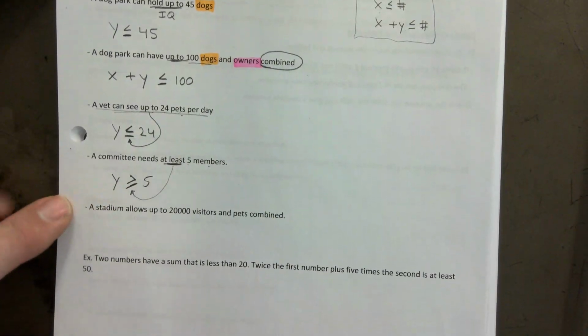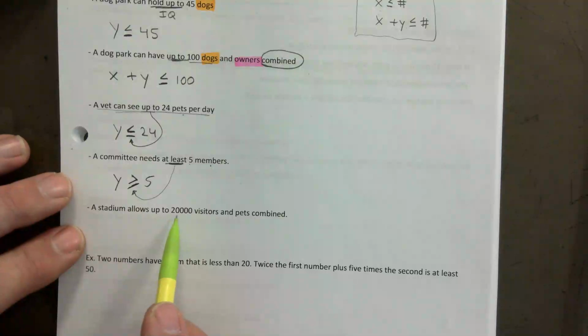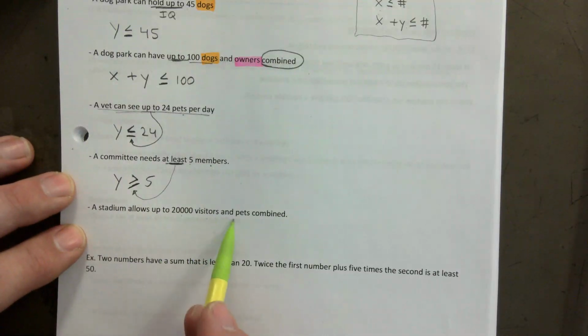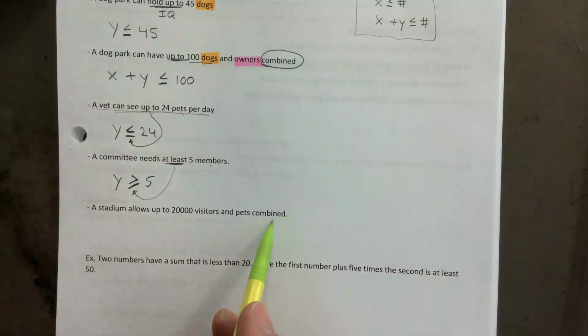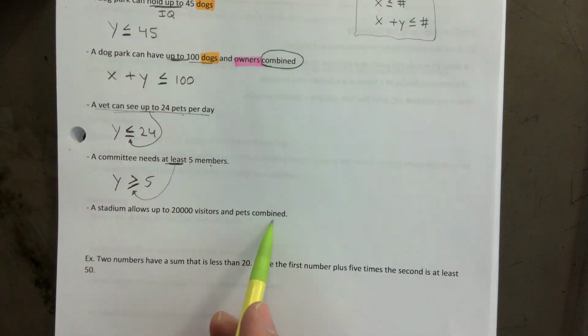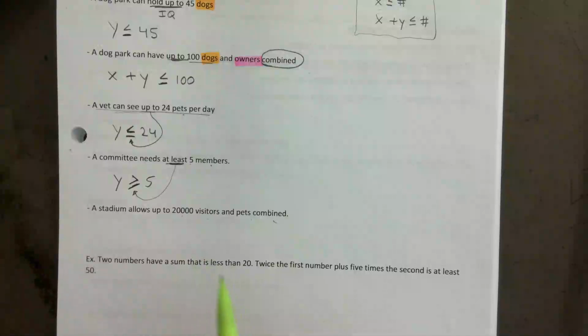Okay. A stadium allows up to 20,000 visitors and pets combined. So I'm thinking of, what's that dog whisperer's name again? Cesar Millan. Have you ever seen the dog whisperer? Anyways, he fills up stadiums and you can bring your dog to watch him train other dogs. So anyways, that's what I was thinking when I wrote this.